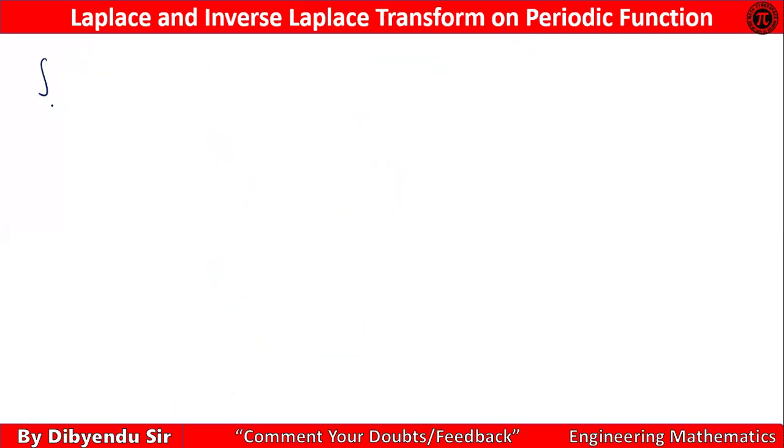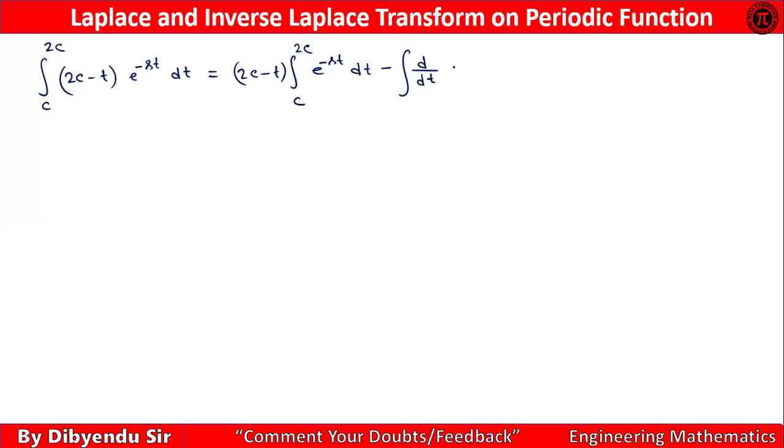So the next part is integration c to 2c of (2c minus t) into e to the power minus st dt. Let's solve it step by step. 2c minus t will be our first function. Integration c to 2c of e to the power minus st dt, minus integration of the derivative of the first function, d/dt of 2c minus t, times the integration of the second function, e to the power minus st dt, then the whole integration.